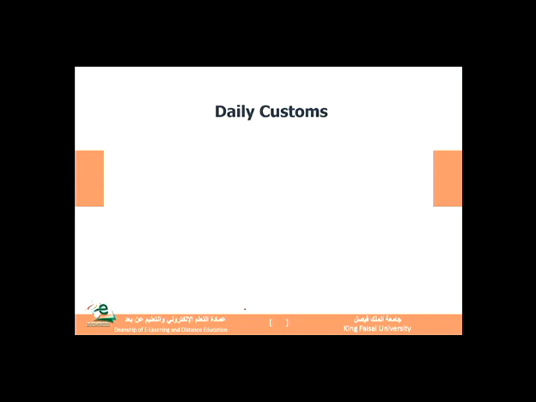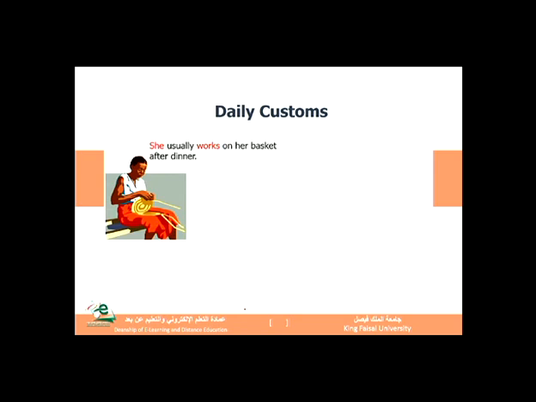Now also, when we talk about daily customs, okay, مثلا العادات. مثلا لما نقول she usually works on her basket after dinner. لما نتكلم عن العادات اليومية. She usually works on her basket after dinner. إن هي عادة تشتغل على السلة بهالمعنى after dinner بعد العشاء. فهذه عادة. نتكلم عن العادات نستخدم كذلك الـ present simple tense.